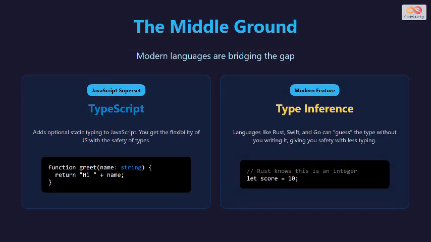Ideally, we want the best of both worlds. Modern development is moving towards a middle ground. Tools like TypeScript allow you to use static typing in JavaScript. And languages like Swift or Go use type inference, where the compiler is smart enough to guess the type for you, saving you from typing it out manually.